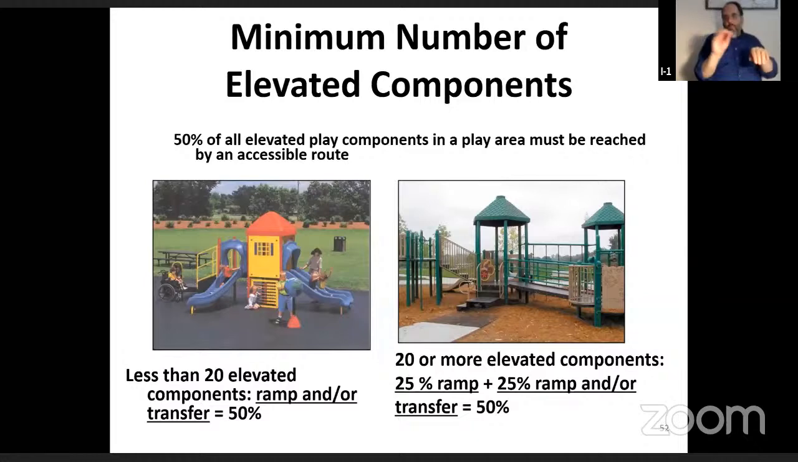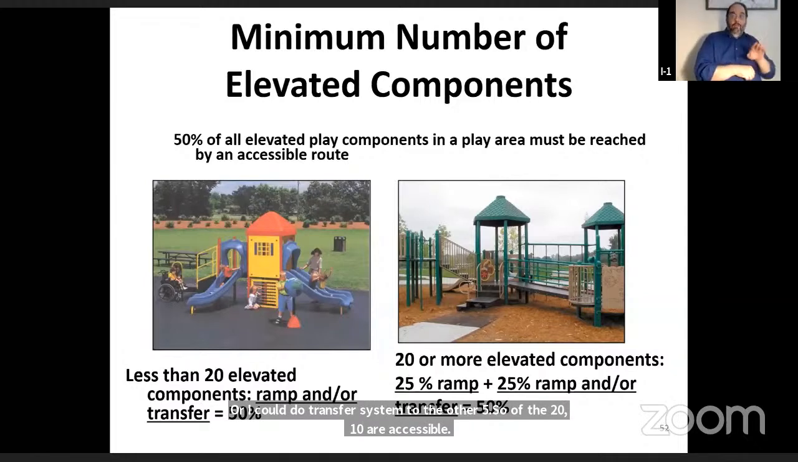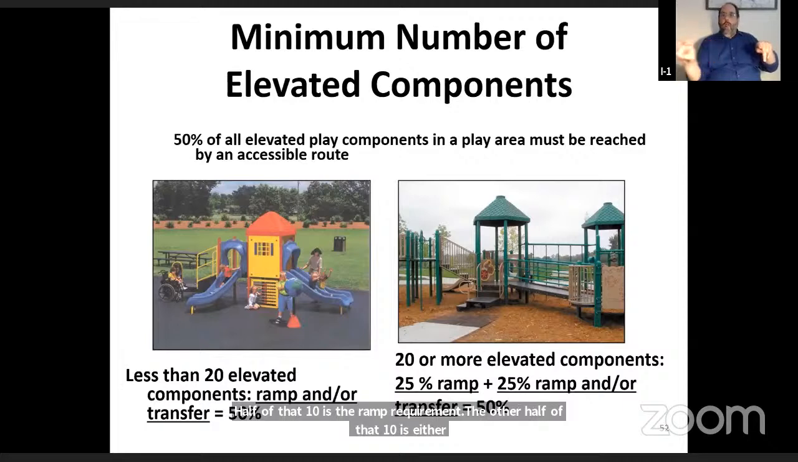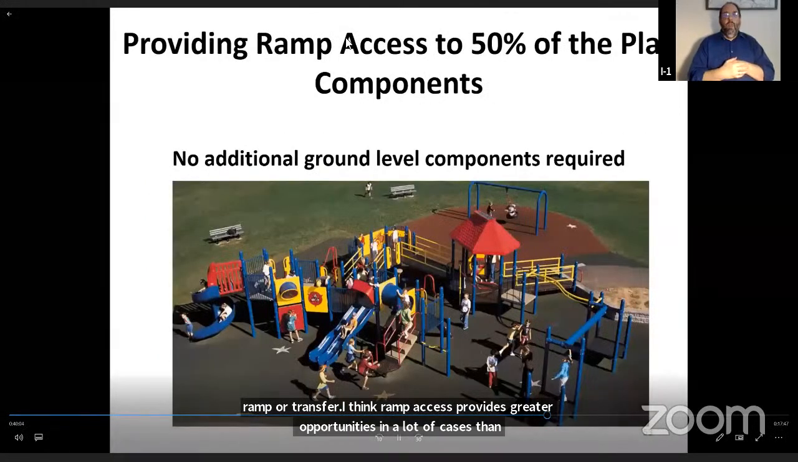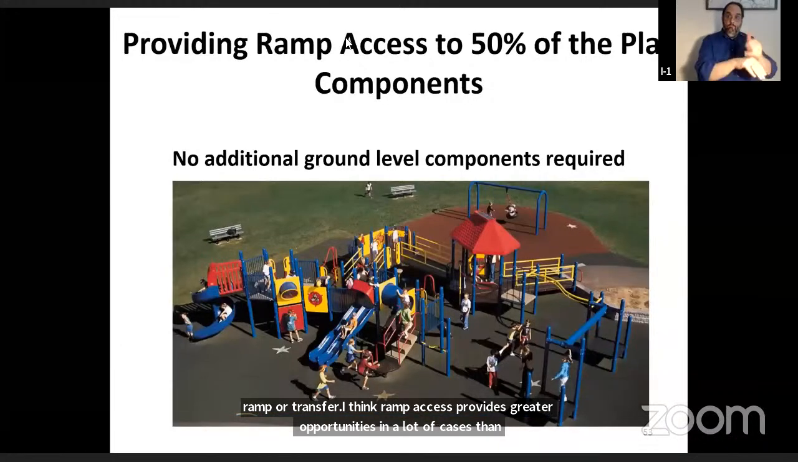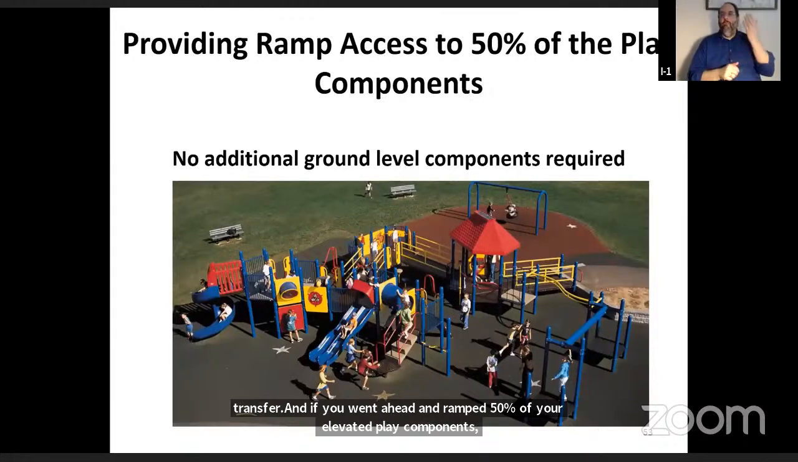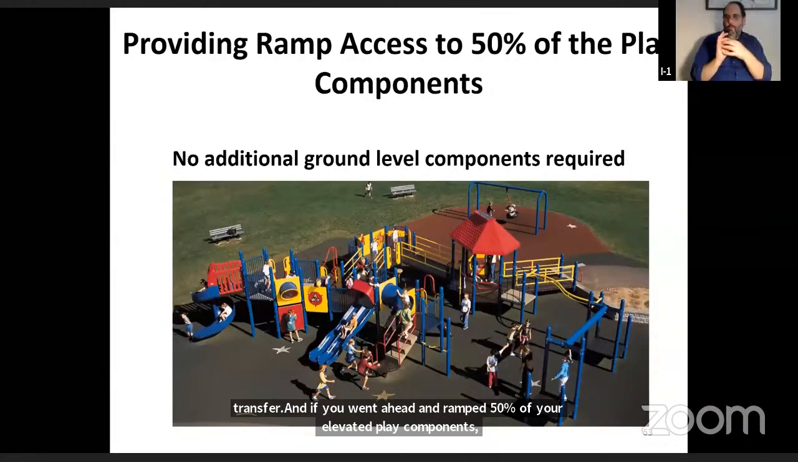Okay, half of that 10 is the ramp requirement. The other half of that 10 is either ramp or transfer. I think ramp access provides greater opportunities in a lot of cases than transfer. And if you went ahead and ramped 50% of your elevated play components, there's no requirement to go back to that earlier chart that I showed you based on the number of elevated play components I have.